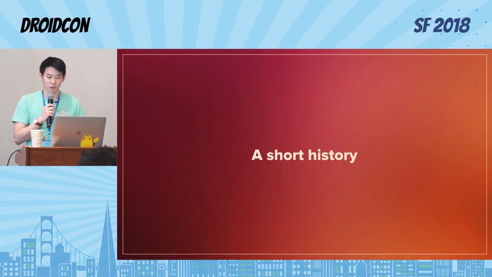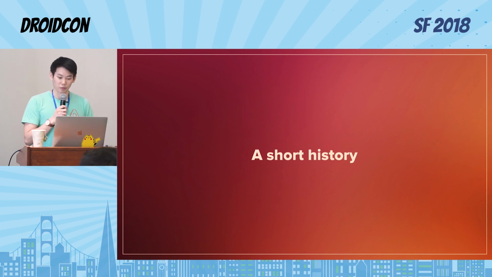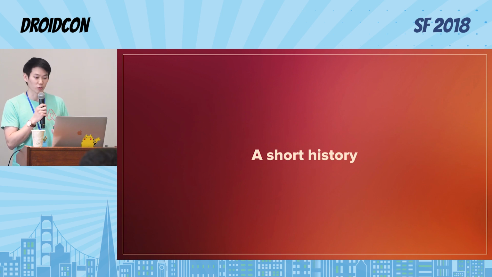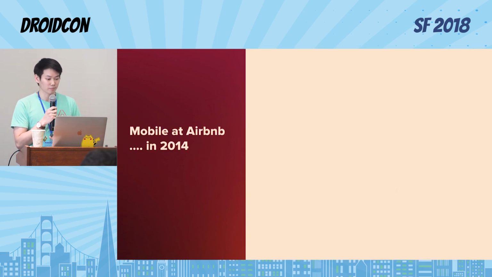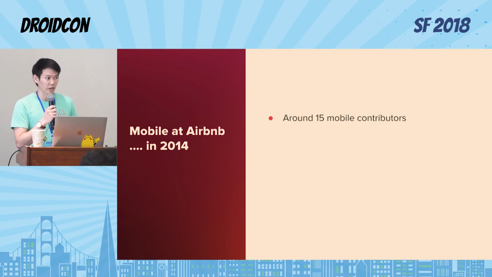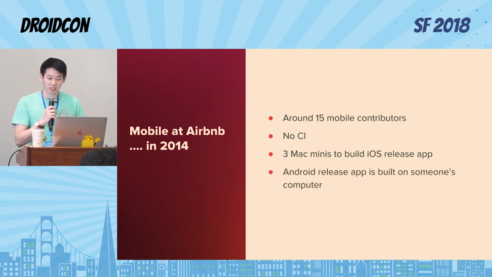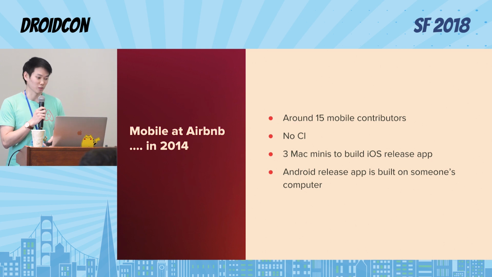And so I want to go a little bit into a short history of Airbnb. I think our mobile team is fairly new compared to some other companies, but I want to help paint a picture of how our mobile team's growth has affected the kind of decisions we made. So in 2014, we had 15 mobile engineers, about half on each platform, 7 or 8 on iOS and Android. There was no CI. We did have 3 Mac Minis set up on a stack to build the iOS release app, and the Android release app was still built on someone's computer. So this is the state of things.